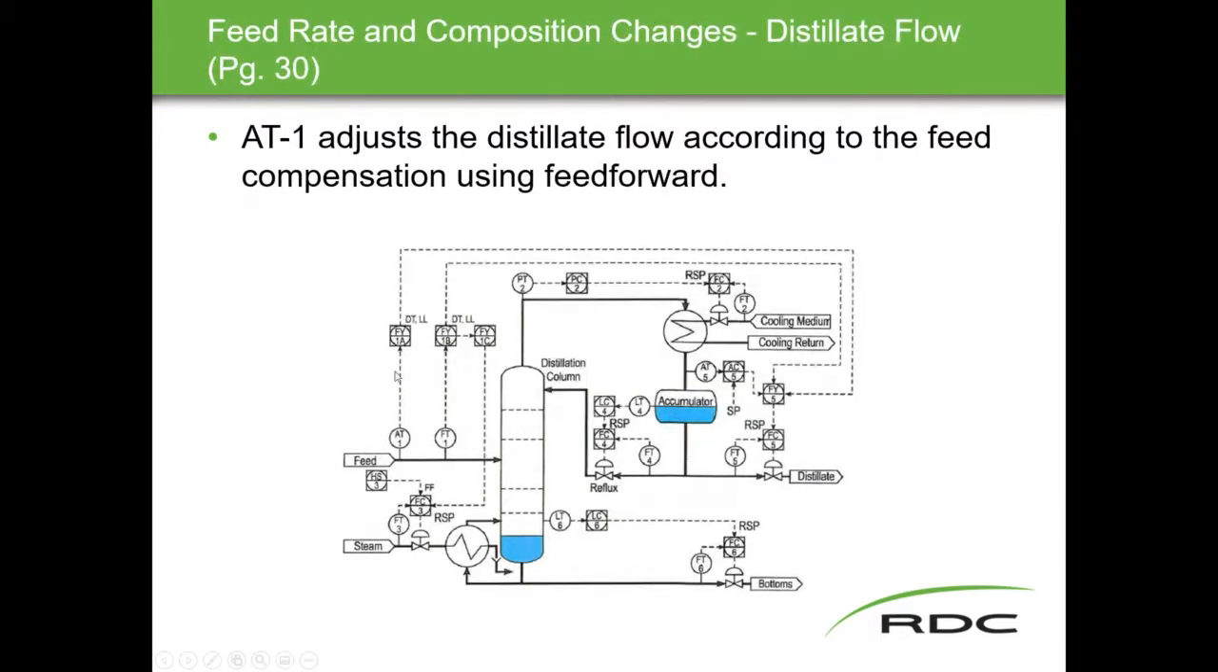Okay, feed rate and composition changes. Very different looking diagram here. The analyzer adjusts the distillate flow according to the feed compensation using feed forward. So we have our analyzer here, set point going into our analyzer. We've got a flow selector here, and we've got a signal coming from the feed analyzer, and we also have an analyzer on the distillate flow. So we connect them together, and the relationship between what's coming in and what's going out is the method they use here in a nutshell.